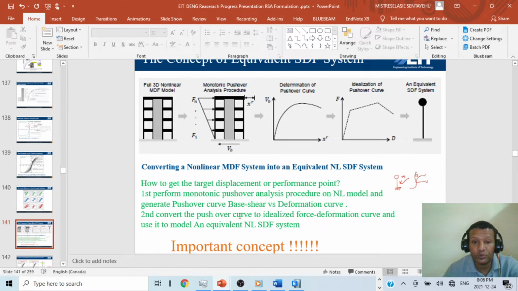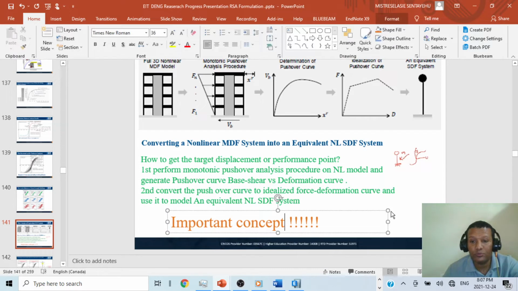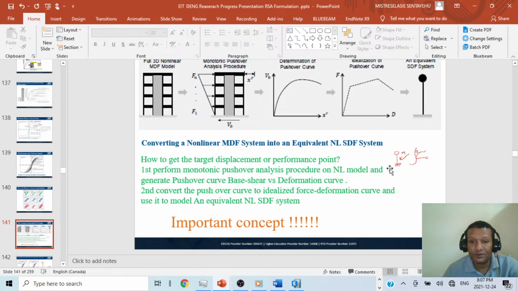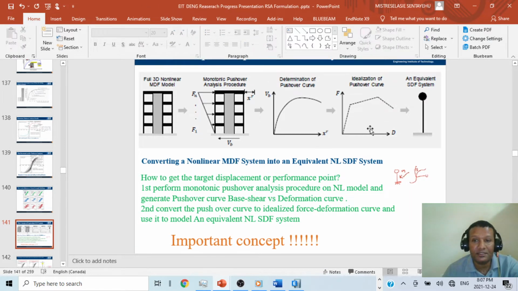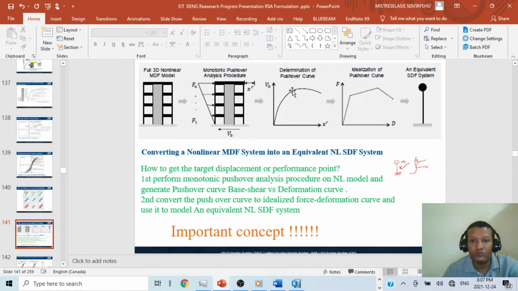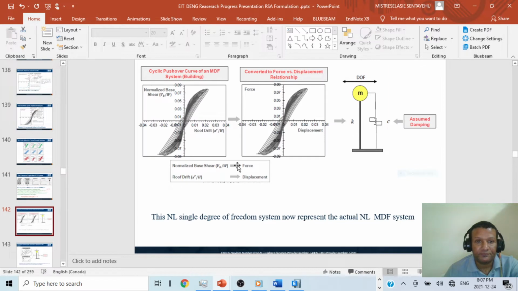Second, convert the pushover curve to an idealized force deformation curve like this, and use it to model an equivalent nonlinear single degree of freedom system. This is a very important concept. This is how pushover and other concepts come. So this is the main idea, how to convert this.